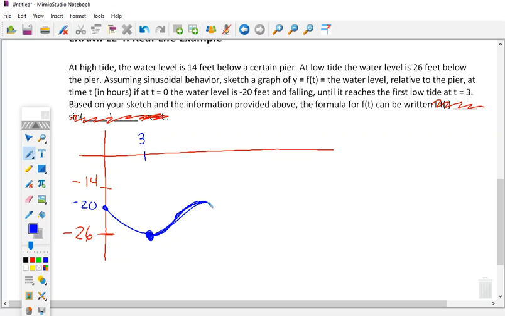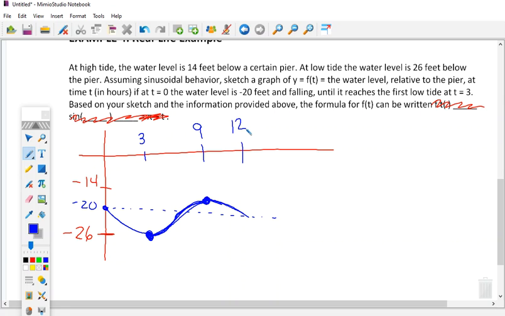What time is this high tide of negative 14 feet below the pier going to be? How many hours? Be careful on that. Yep, because here it's at 0, 3 at the lowest, 3 to get back to negative 20, and then another 3 to get to high tide. So what time is this again? 9. And then finally it comes back and starts right about here, gets back to that negative 20 line. How long is one cycle, kids? Or one period, if you will? 12 hours.